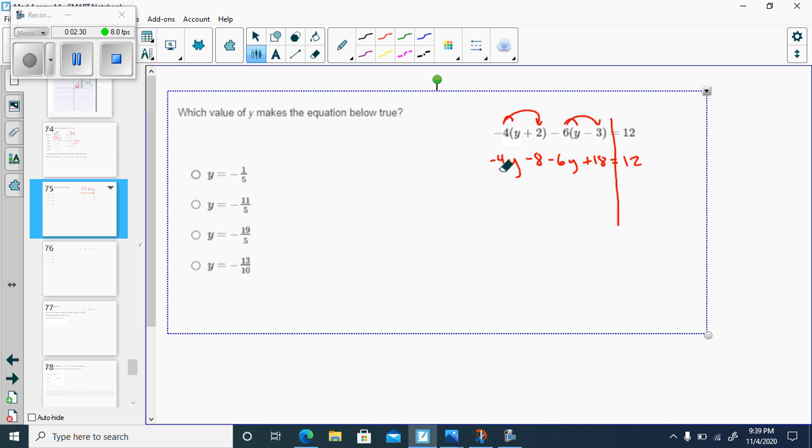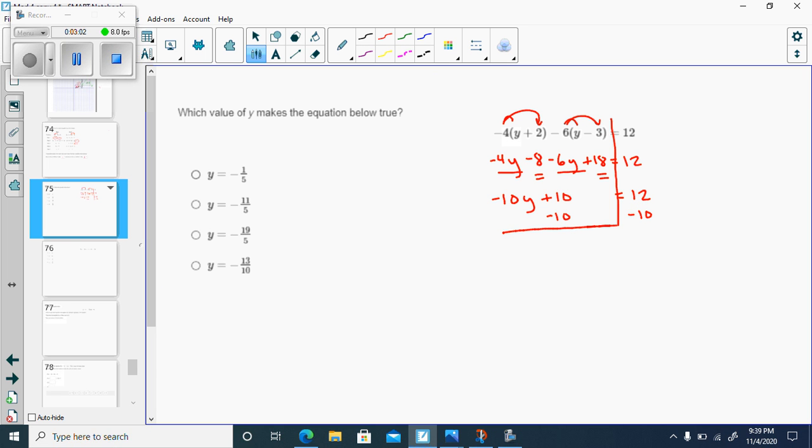Okay, now let's collect like terms. A negative 4y minus 6y is a negative 10y. A negative 8 plus 18. I just do this to know which numbers go together. Negative 8 plus 18 would give me plus 10 equals 12. Now this is as simple as it gets, and I need to start crossing the equal sign to get the variable by itself. Negative 10 times y plus 10. I'm going to subtract 10 from both sides. What I do to one side, I do to the other. This is gone. I now have negative 10y is equal to 12 minus 10 gives me 2.